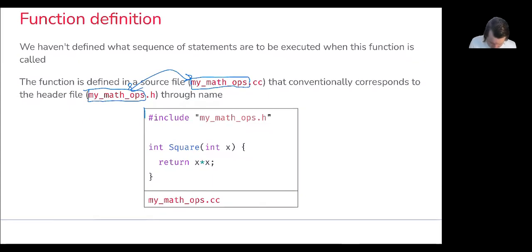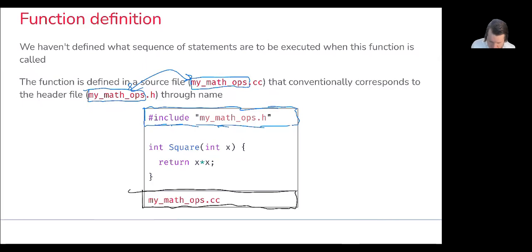The first thing that we're always going to do, and we'll get into why this is important when we talk about compilation, is just pound include that header file within our source file. And again, this is the contents of my_math_ops.cc. Directly after that, we can begin defining these entities. So we're going to say here that square is a function with a single integer parameter, returns an int. And when it is invoked, we are executing just a single statement. In this scenario, we're returning the value of x multiplied by itself to the caller.